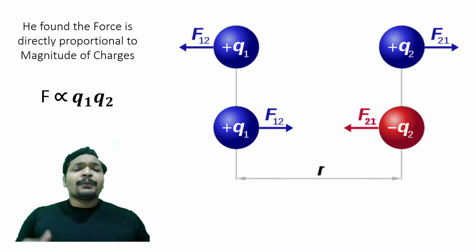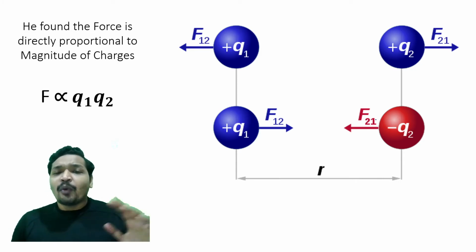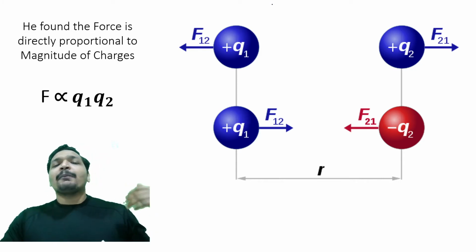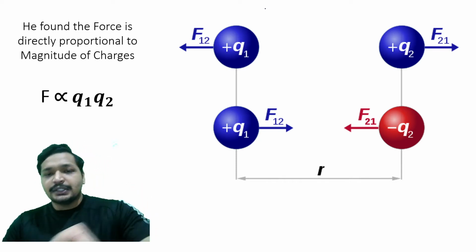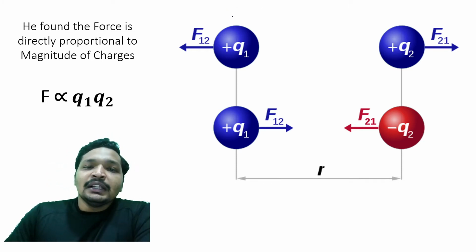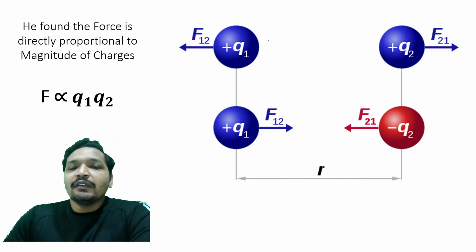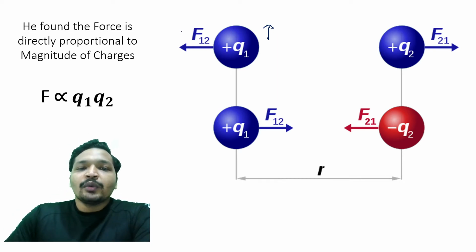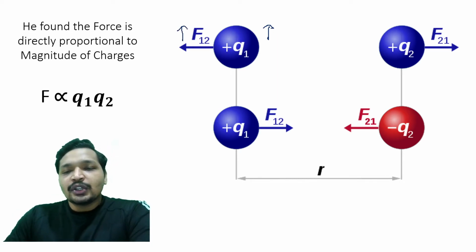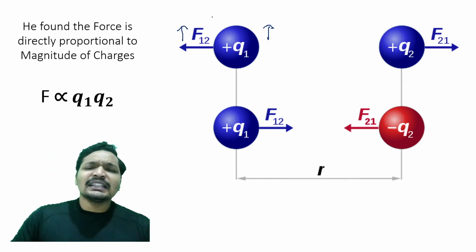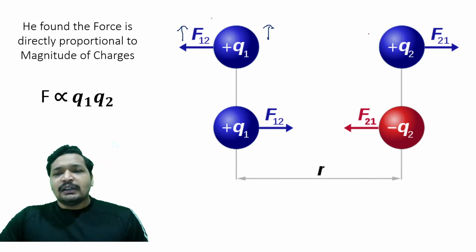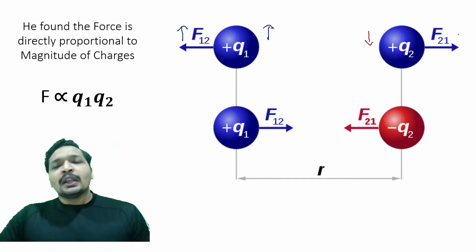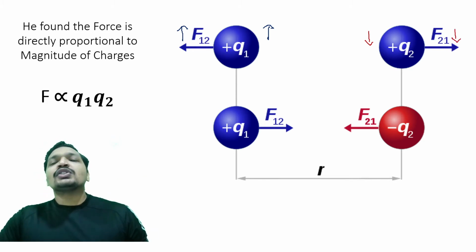Then he proposed a very interesting thing: whatever the force is, it depends upon the magnitude of the charges. In fact, it is directly proportional to the magnitude of charges. Let's understand this. For example, here we have this positive charge, and let's say we increase the value of Q1. Then the force between them is going to increase as well. Let's take another scenario, where we reduce the value of Q2. Then the force of interaction between them also reduces.